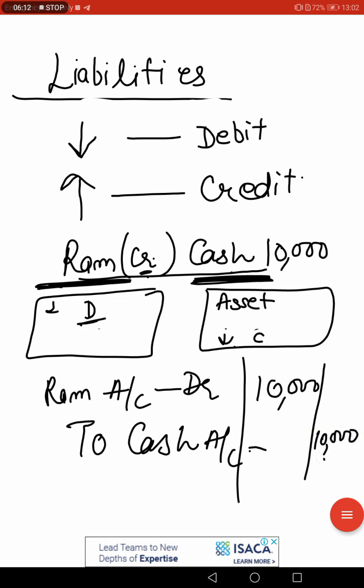So I hope the rule of asset and liability is clear to everyone. Next I will create one video where we will discuss the drawings and capital, and the third video I will create on revenue and expenses.